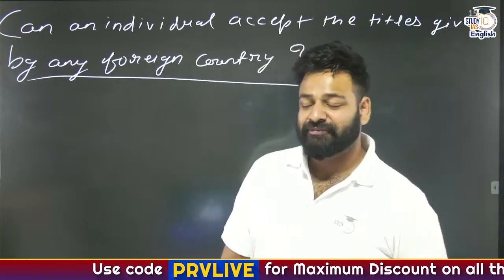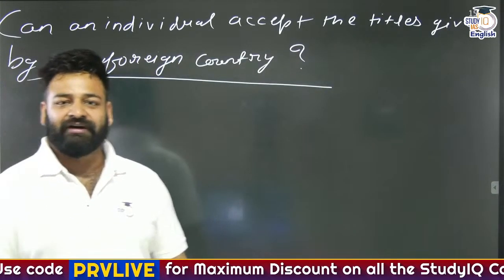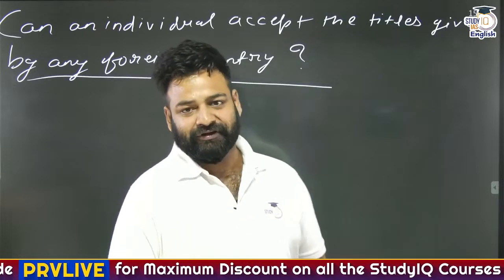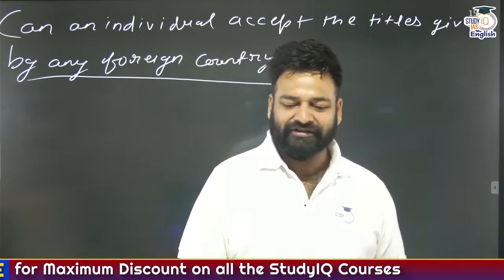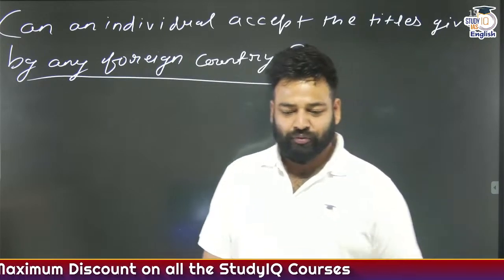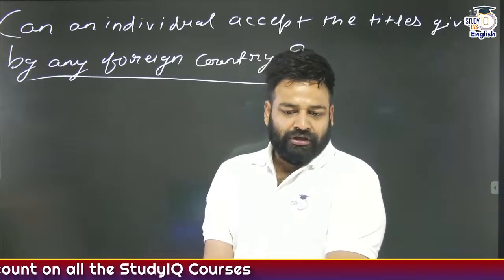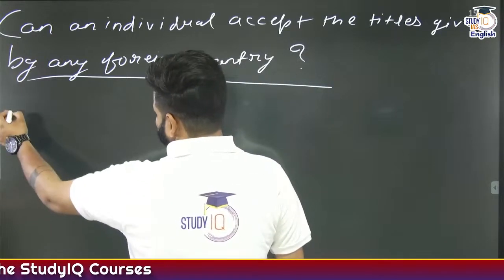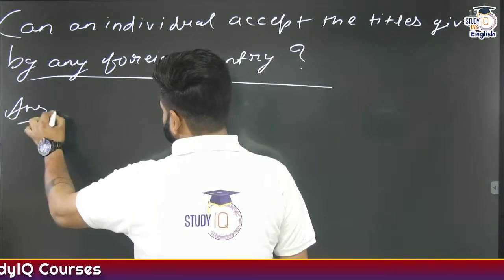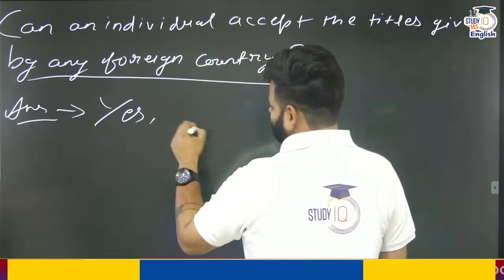Let's say there is a person, Mr. X, and there is a country known as Y, and that country Y wants to give any ABC title to this Mr. X. Can this Mr. X accept it? What should be the correct answer? Yes, come on, quickly go ahead. So, certainly no. And yes, both. So, how? What should be the answer? Yes, but on a condition.